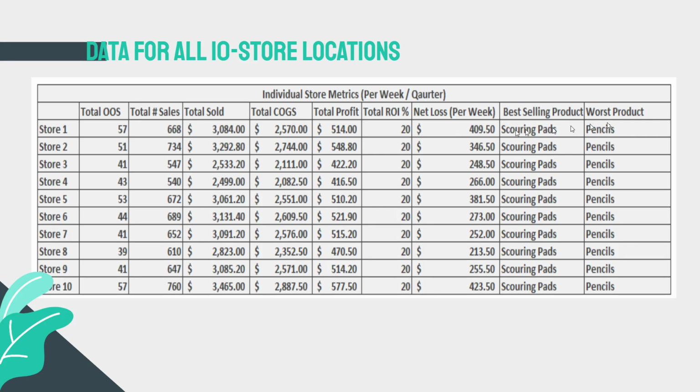And then it shows here the best selling products from each store, the most frequent selling products, I should say, even if they were out of stock, from both the worst products and the best selling products. So it was scouring pads and pencils across the board there.